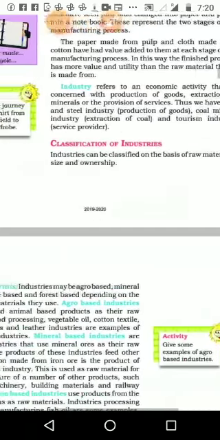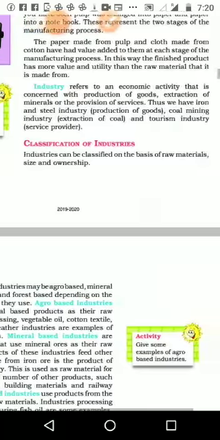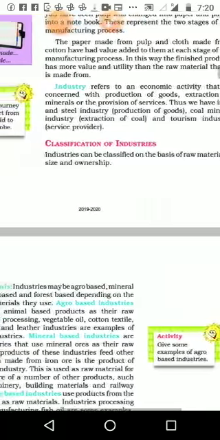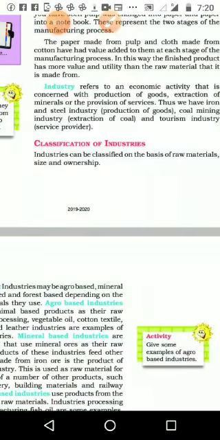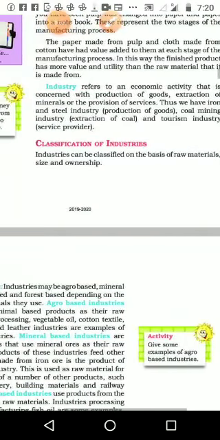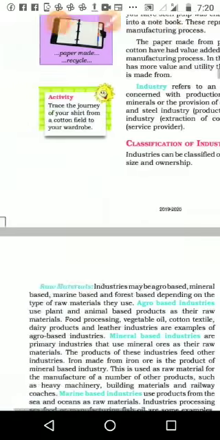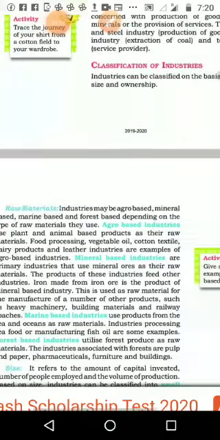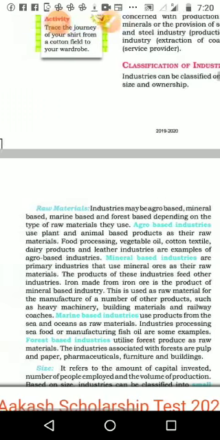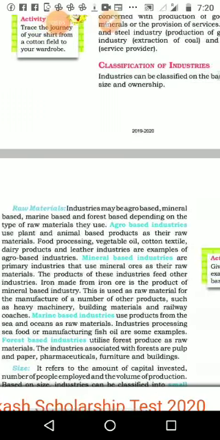Then classification of industries. Industries can be classified on the basis of raw material, size and ownership. Here in 8th standard we are going to study three types, that again we will study in 10th standard, so keep that in your mind very clearly. We are going to study first in terms of raw materials. Let us see what it is. According to raw materials, industries can be agro-based, mineral-based, marine-based and forest-based. If you are studying deeply, each of these four can again be divided into many things.